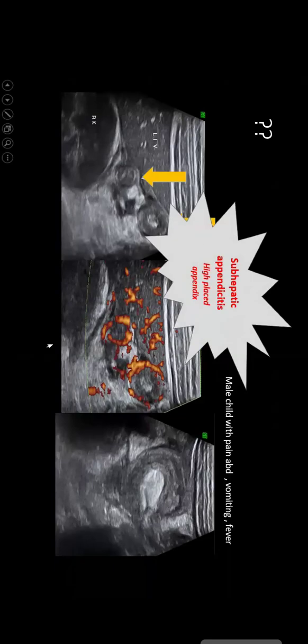So when you don't find the appendix in the right iliac fossa, always search for abnormal locations like pelvic, retrocecal, subhepatic location. Subhepatic location is again common. When there is a mobile cecum, it is high placed.